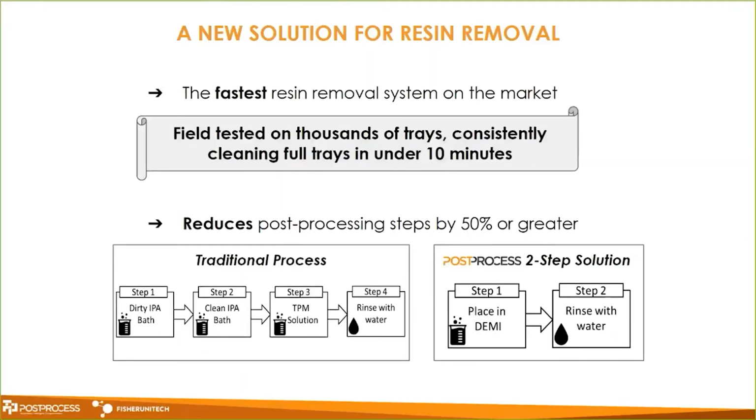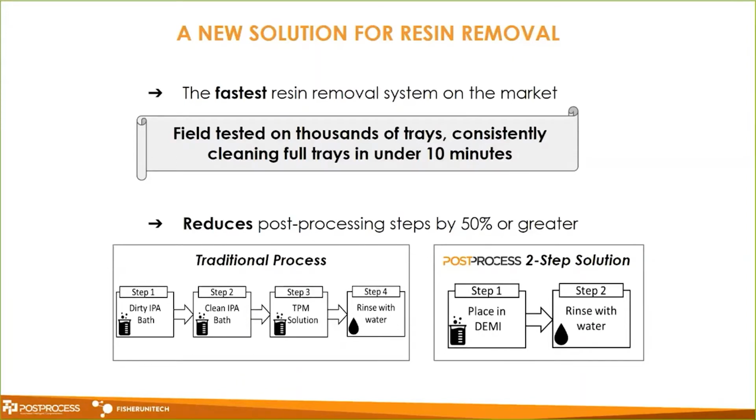So the first benefit that I want to talk to you about is the speed of our solution. The speed comes from 2 components, the first being the detergent's quick cycle times. Our detergent successfully removes a multitude of resins in just under 10 minutes. And to validate this claim, we performed field testing on thousands of trays with all different types of resin and all different levels of resin in the detergent. Throughout this testing, our solution consistently processed parts in each scenario under 10 minutes.